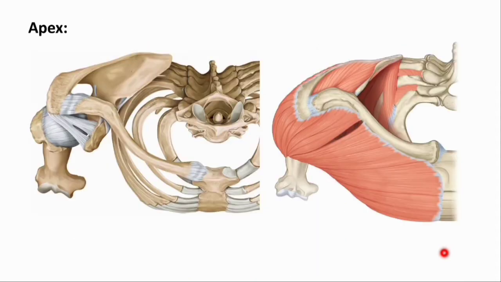Now let's have a discussion in detail about the apex and all other walls. Coming to the apex, also called the cervicoaxillary canal, it is bounded by the superior margin of scapula posteriorly, by the posterior wall of clavicle anteriorly, and by the lateral margin of the first rib medially. This is a triangular space enclosed by these three structures.